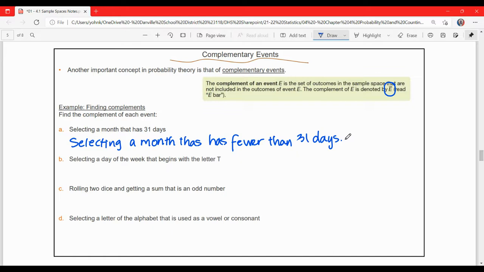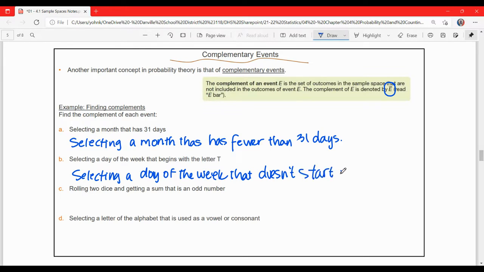Letter B, find the complement of selecting a day of the week that begins with the letter T. Well, the complement would be selecting a day of the week that doesn't begin with the letter T. The other thing you could do is list the days of the week that do not start with a T.